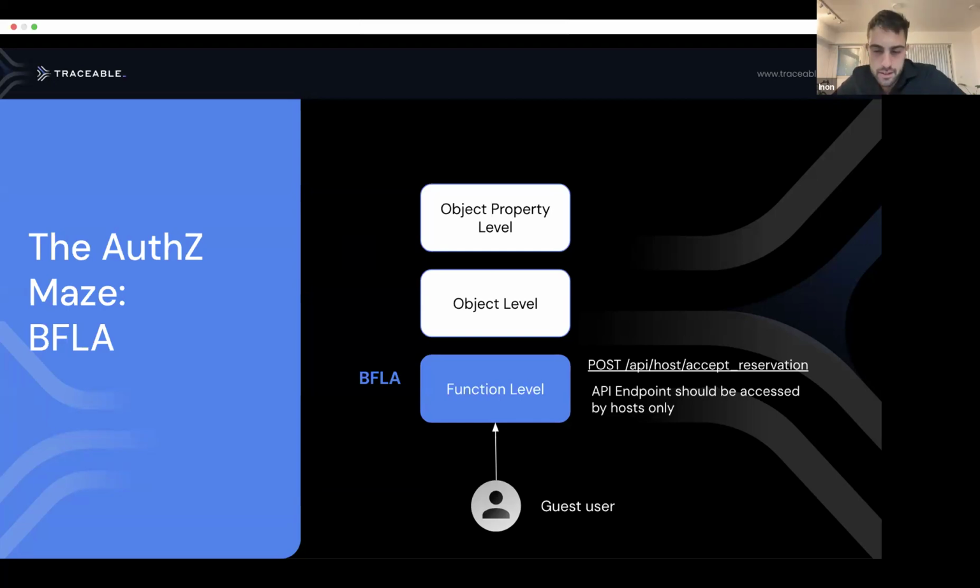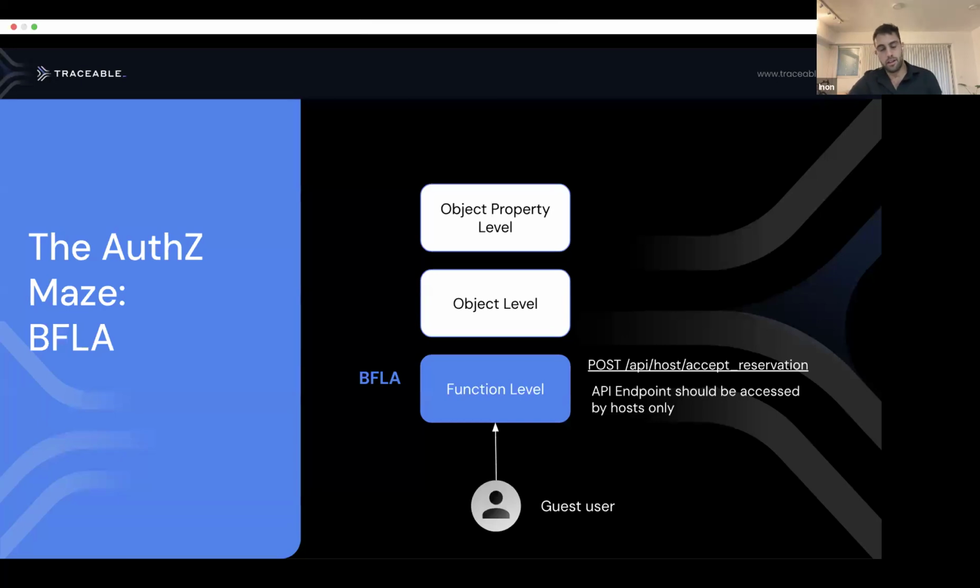What happens if a guest accesses the same API endpoint and accepts their own reservation? This is a scenario of broken function level authorization. It basically means that the developer doesn't validate that the user who is trying to access the function belongs to the right group. And this way, the guest can accept their own reservation, which is a problem.